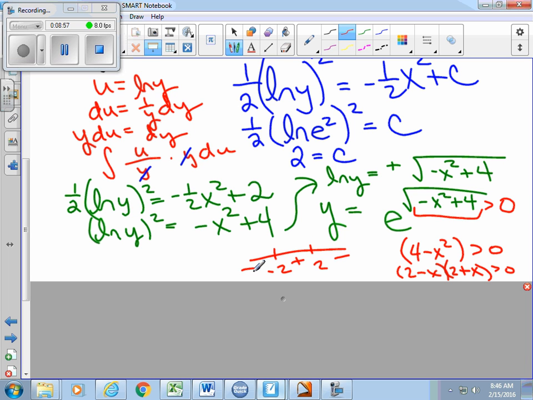Or if you did negative 3 squared, you would get 9. 4 minus 9 is negative. So either way, you get the same result. How do you know it's supposed to be greater than or equal?